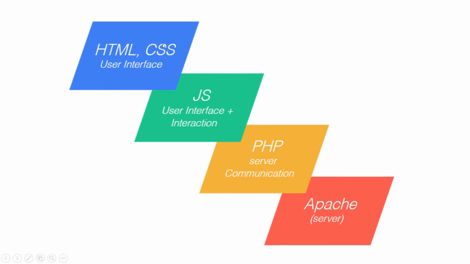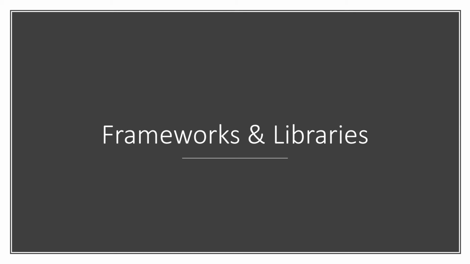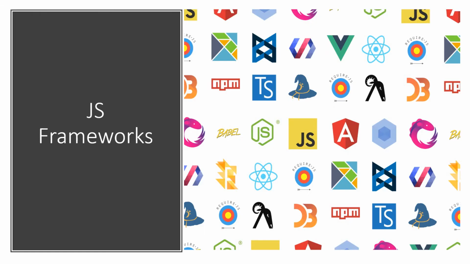We have HTML, CSS for user interface. We have JavaScript for user interface and interaction. We have PHP for server communication and Apache as a web server. So we also have something called frameworks and libraries, and they are mainly for accelerating the development process. Like instead of writing 10 lines of code, your task can be done in just 2 lines of code by using some of these frameworks.